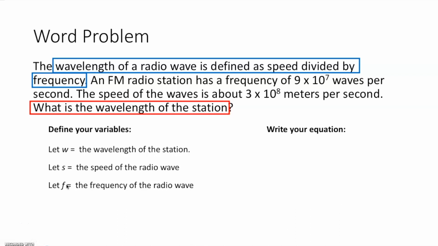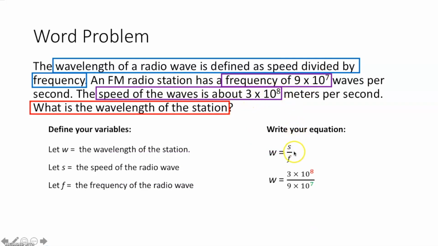Let's write our equation. What's our equation? Well, it says wavelength of our radio wave is defined as speed divided by frequency. So wavelength equals speed divided by frequency. So now, what do we plug in? Well, it says an FM radio station has a frequency of 9 times 10 to the 7th power. So that we're going to plug in for F. And then it says the speed of the waves is about 3 times 10 to the 8th meters per second. So 3 times 10 to the 8th, we're going to plug in for speed. So it looks something like this.